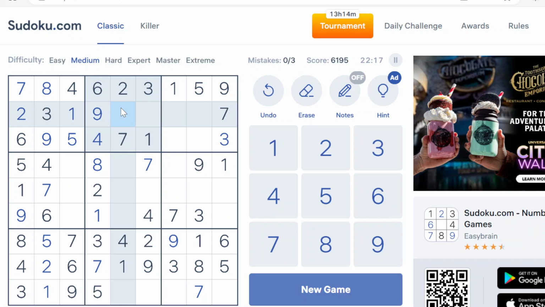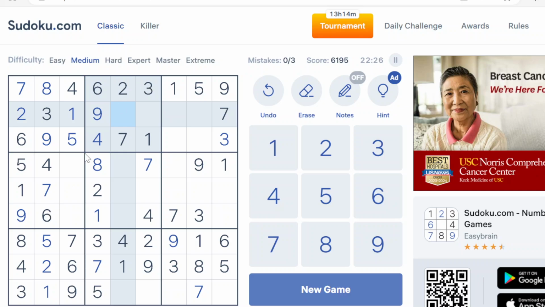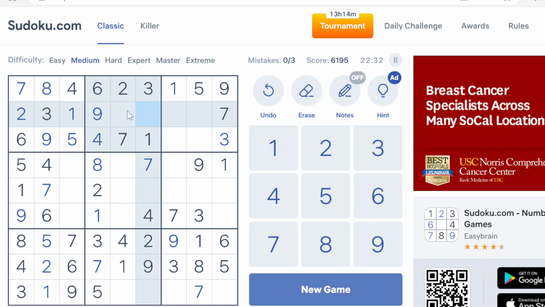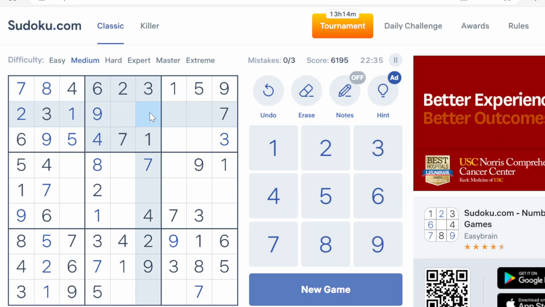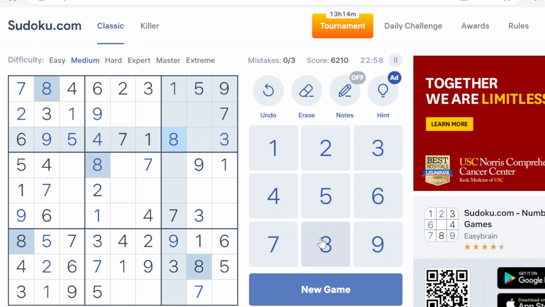Let's see. We can try finishing up this box maybe. So 1, 2, 3, 4, 5, 6, 7, 8, 9. So we need a 5 and we need an 8. So one of these is definitely a 5 and the other is an 8. But because one of these has to be an 8, we know that there's an 8 in this row, and there's already an 8 in this row, which means that an 8 can either be here or here, but there's already an 8 in this column, so we know that this one has to be an 8.